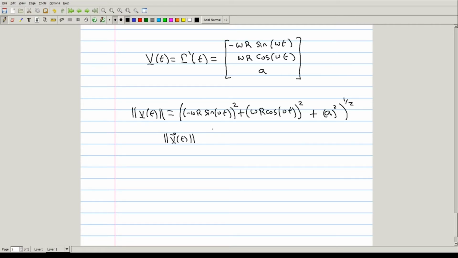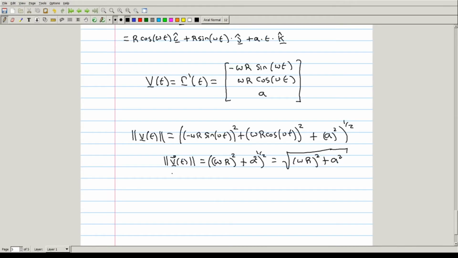We can factor out omega r squared and we get sine squared plus cosine squared, which is 1. So this just becomes the square root of omega r squared plus a squared. And so for the helix, we actually just proved exactly what we noticed when we plotted out the velocity vector in that plot, which is that the magnitude of the velocity vector is constant for the helix. It does not depend on the parameter t.